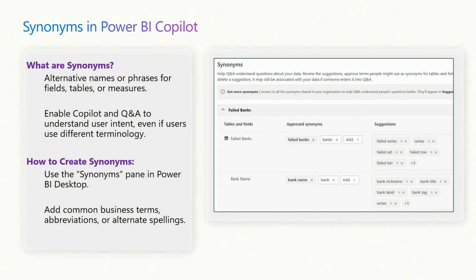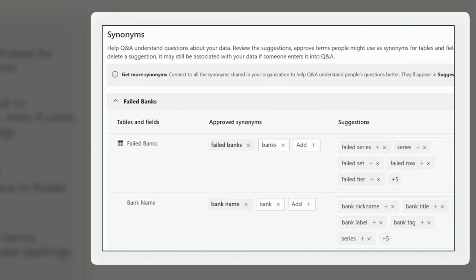We are going to still use Q&A in this capacity, even though the Q&A visualization is really being replaced with this Copilot experience. Now, how we create these. This is the menu right here. You basically have a whole synonym pane. The synonym pane allows you to look at all your table names, column names, measures, etc. You'll have a list of approved synonyms and even some suggestions. You can see here when we have bank name, it could also be bank nickname or bank title. Those are our synonyms. We can also press the add button right there in the middle and add our own.